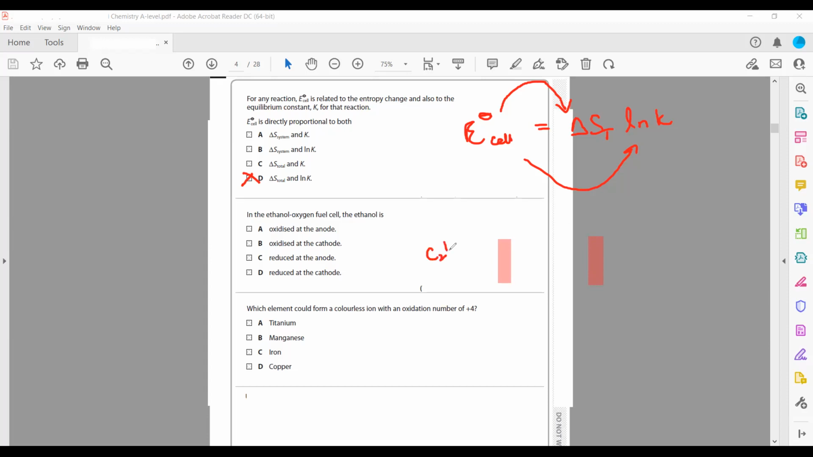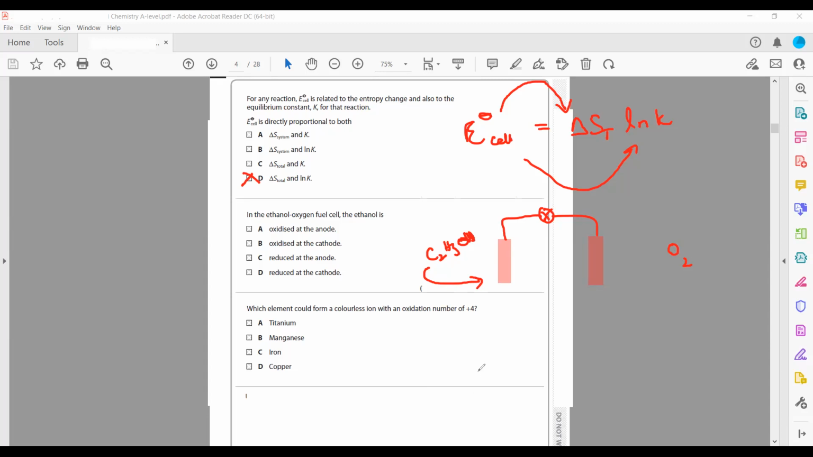So when we add ethanol, C2H5OH, and we have oxygen from the other side, as a result, what will happen? Oxidation is a loss of electrons. So it loses electrons. And what is the overall equation?